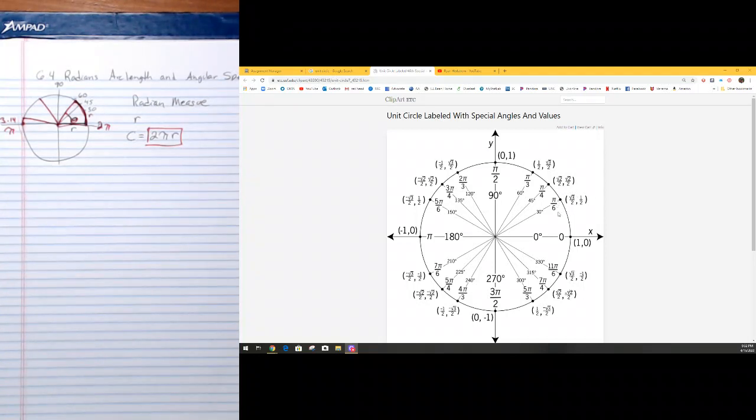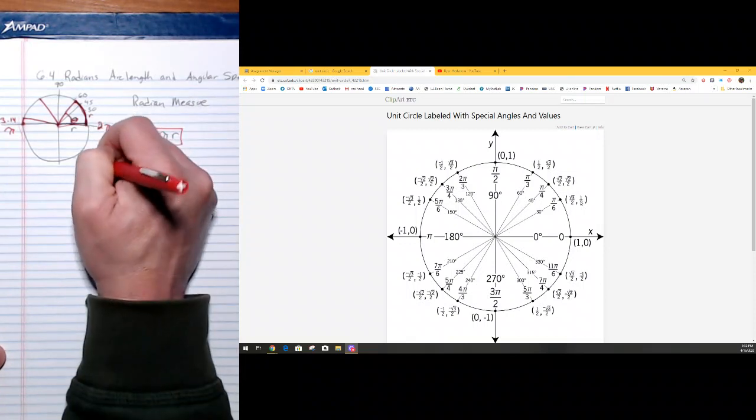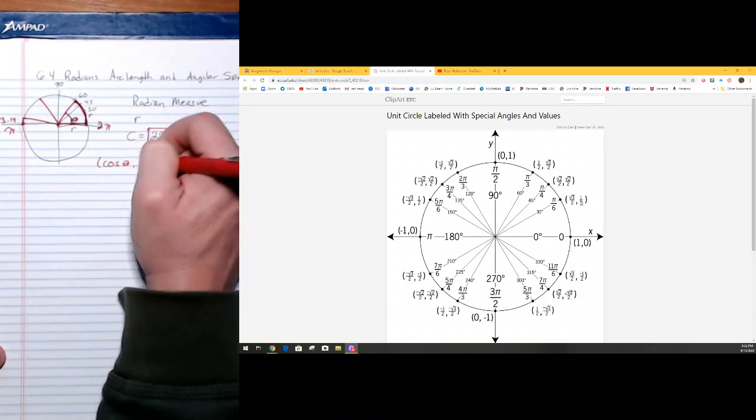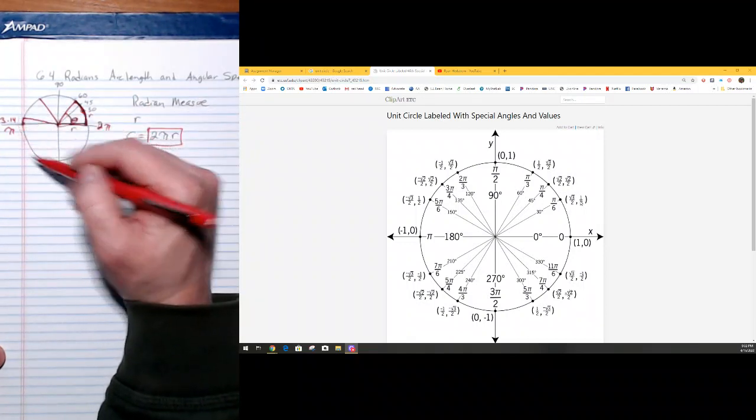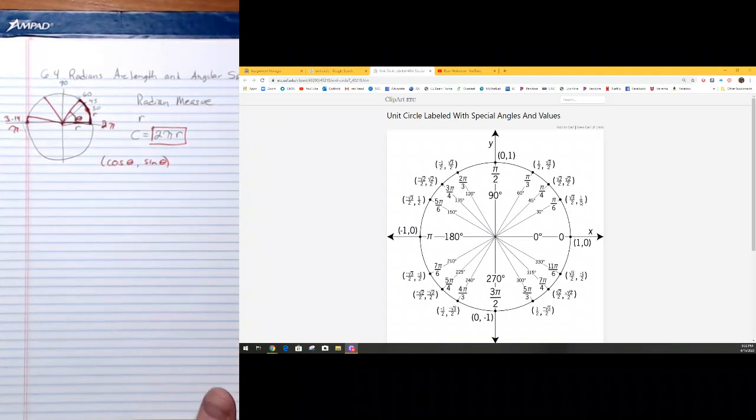Remember that we would drop a perpendicular here and we would make a right triangle, and then using our special right triangles we could get these measures for the x value and for the y value. Remember that the x value stands for the cosine of the angle and the y value stands for the sine of the angle. So we have the cosine of theta and we have the sine of theta, and that represents every single point that's around this circle. Now again, it's just a different way of measuring our angles as we go all the way around the circle.